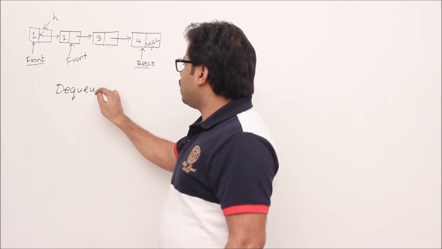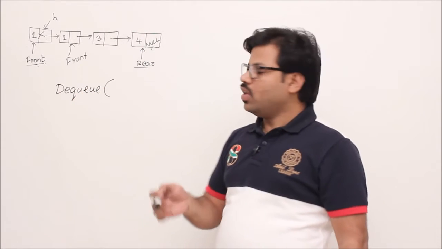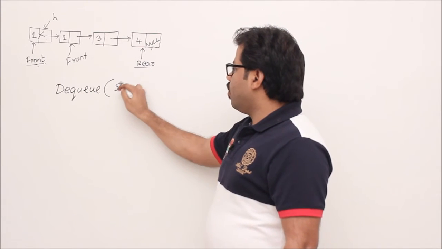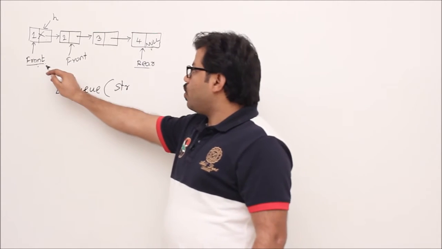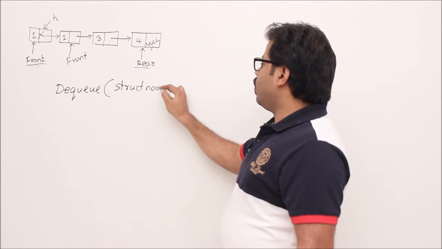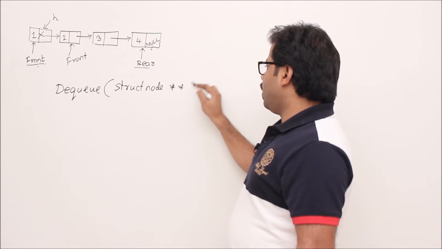So Dequeue requires parameters. Let's say you don't know at this moment, definitely front is required. Without front we can't do it. Let me take the front pointer. One thing, are you going to modify front? Yes, that's why we need a double pointer, right? So we know the idea now. struct node double pointer f.